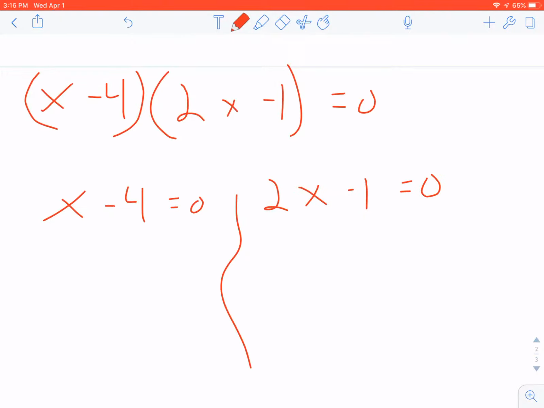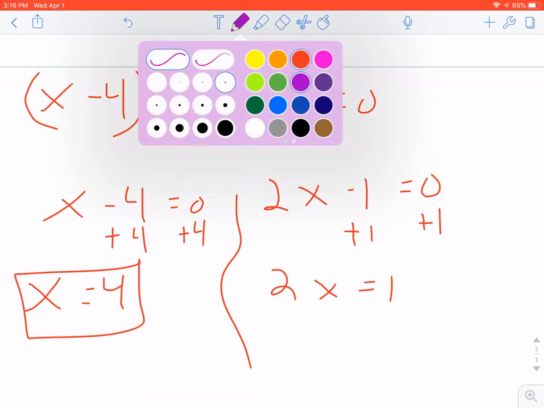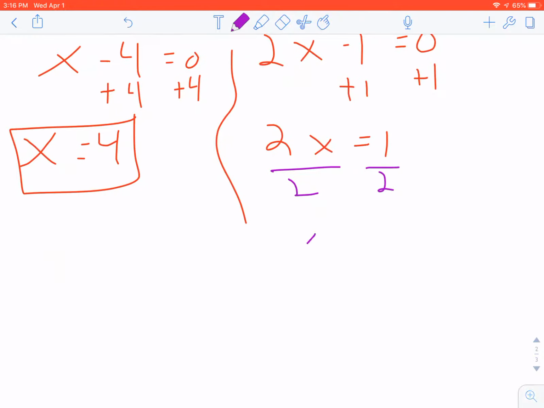On the left-hand side, I'm going to add 4 to both sides, and x equals 4. On the other side, add 1 to both sides. 2x is equal to 1. And I'm going to divide both sides by 2, and that tells me that x equals 1/2.